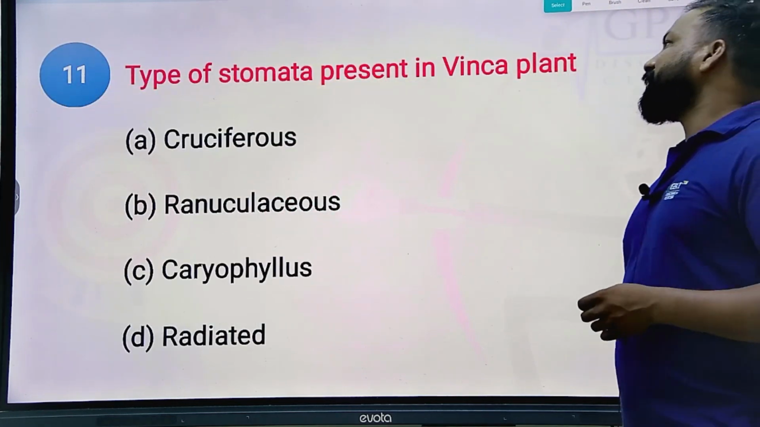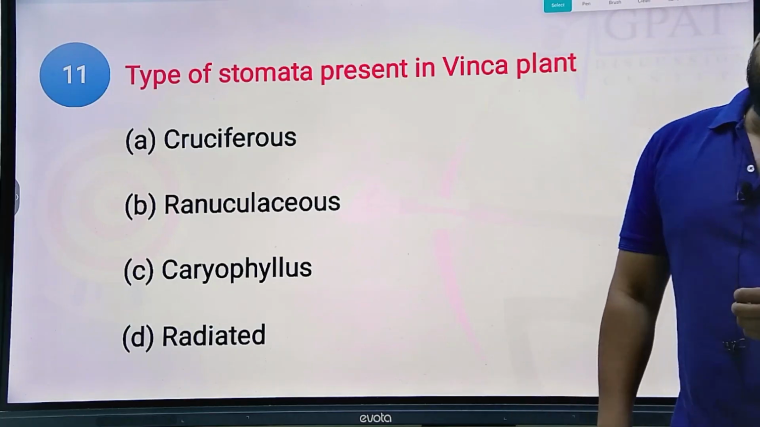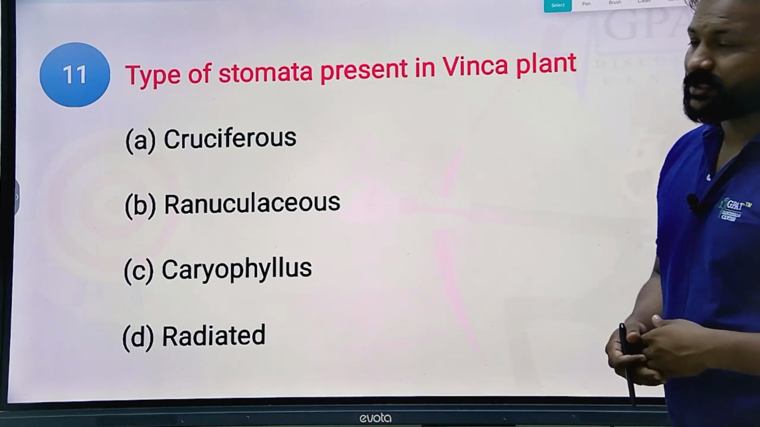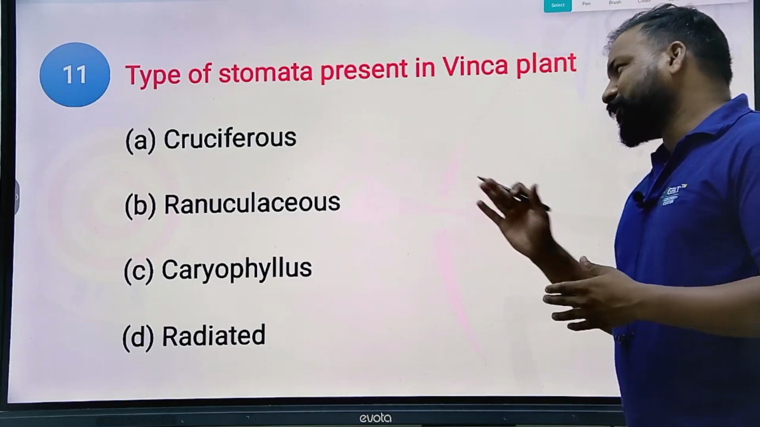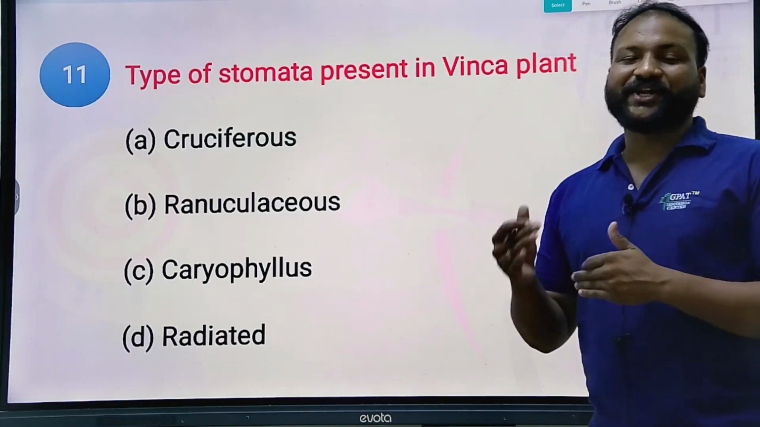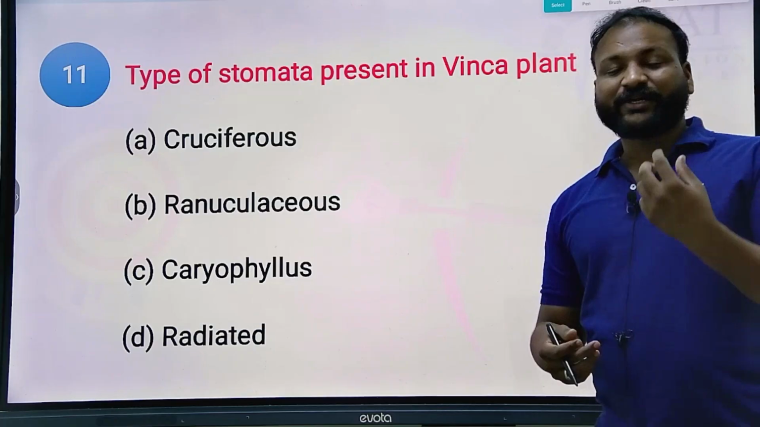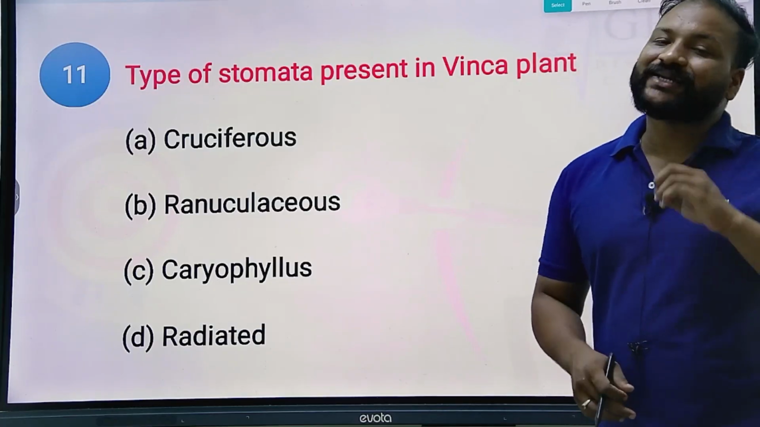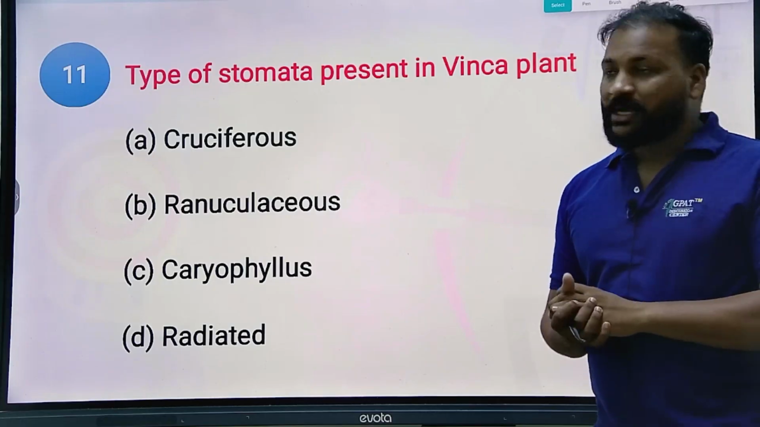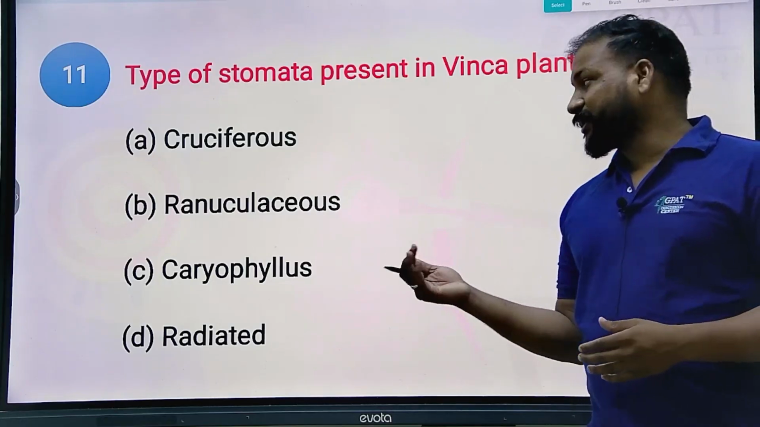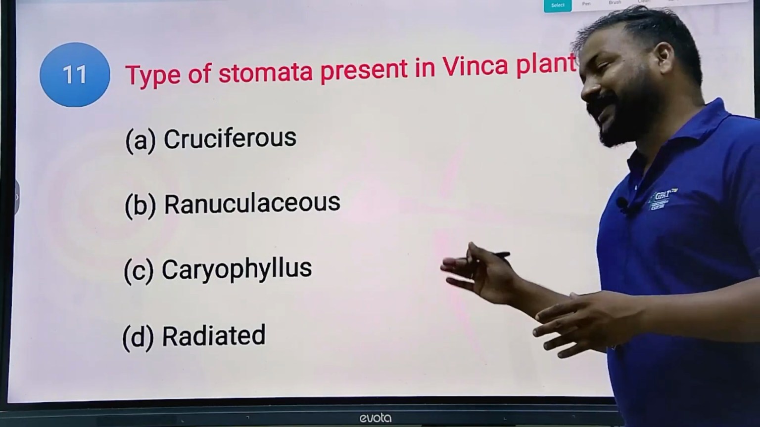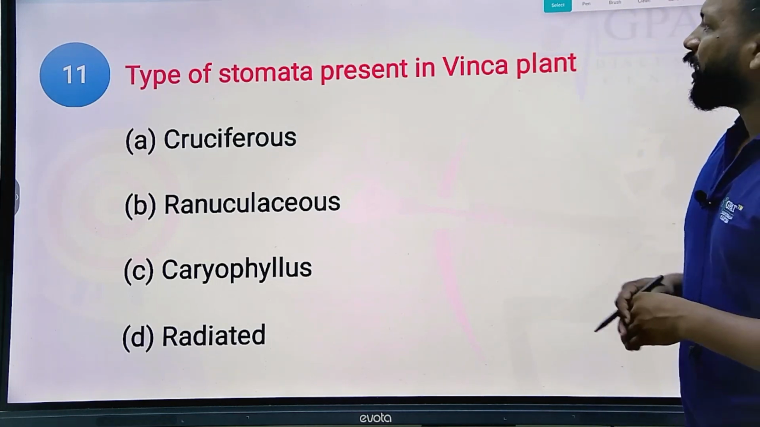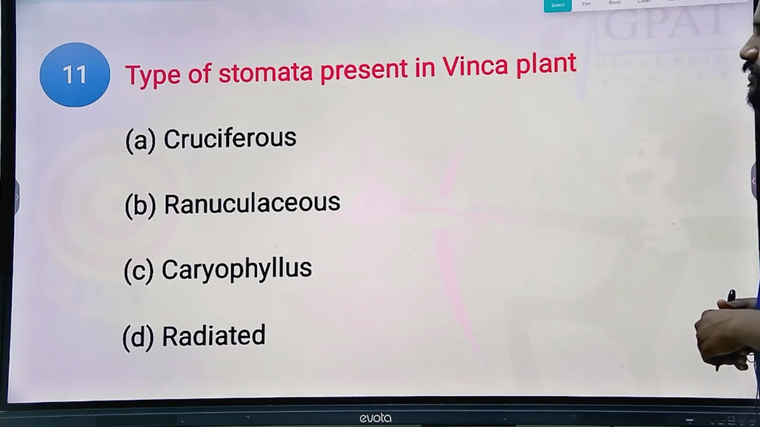Type of stomata present in the vinca plant. Again, the question is from microscopy. Options: cruciferous, ranunculaceous, caryophyllaceous, and rubiaceous. We do have different types: paracytic, diacytic, anomocytic, anisocytic, and actinocytic. And they are also known as cruciferous, ranunculaceous, caryophyllaceous, and rubiaceous type of stomata. Now tell me, what type of stomata can be found in this?